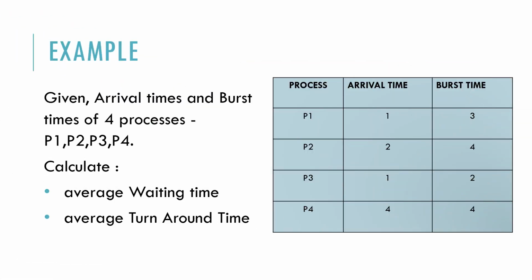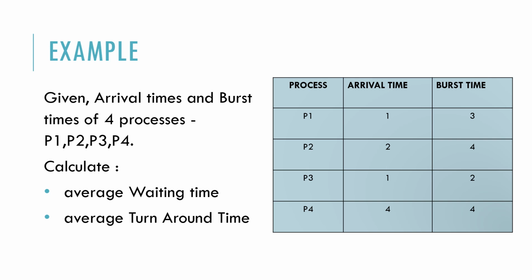Here is a simple example where four processes P1, P2, P3, and P4 with their respective arrival times and burst times are given. We are asked to find the average waiting time and average turnaround time. As we can see in the table, the process P1 arrived to ready queue at 1 millisecond and its burst time is 3 milliseconds. The process P2 arrived at 2 milliseconds and its burst time is 4 milliseconds.